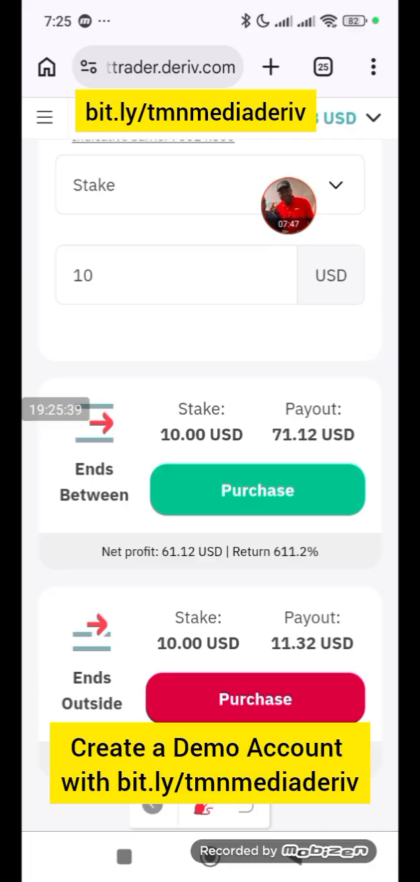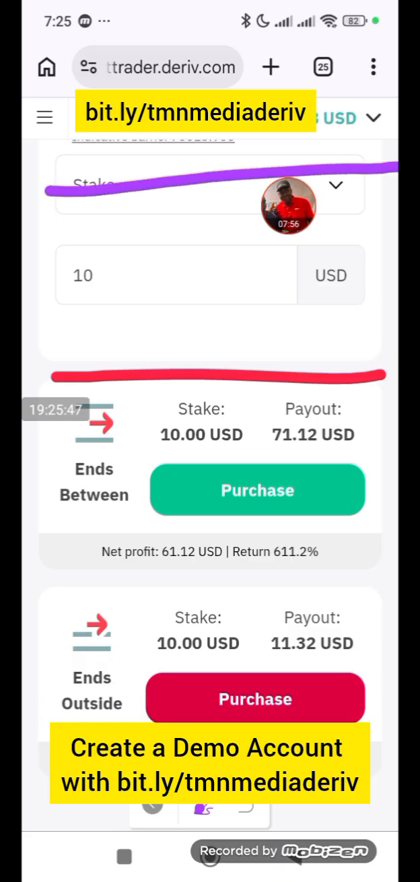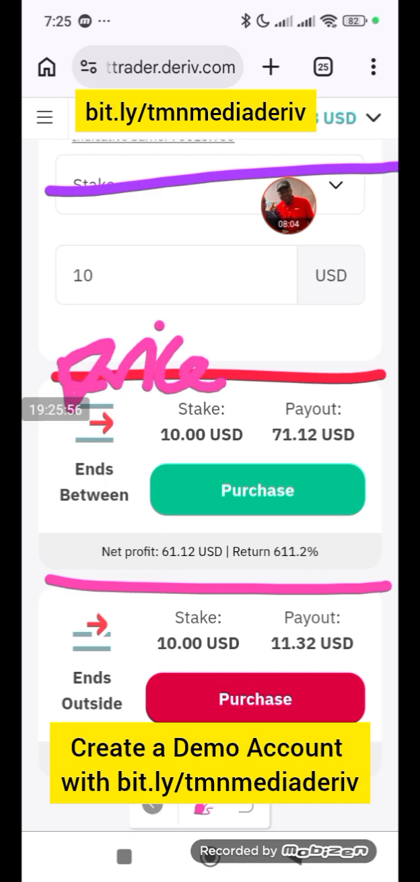Now, ends between, what this means is this. Let me explain. This is the price, okay? This is a barrier up. This is a barrier down. This is the price I'm entering, okay? Price is here. Now, the barrier I set for up will be a positive, for down will be a negative. You see this negative barrier, this positive barrier.